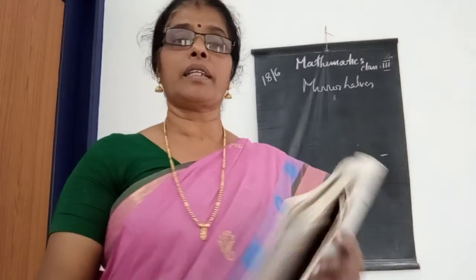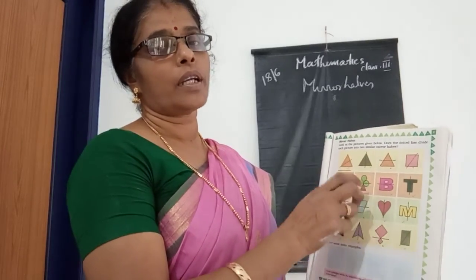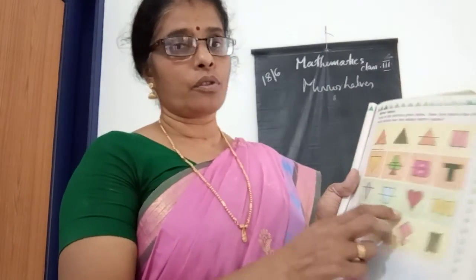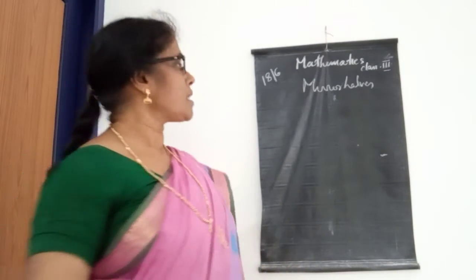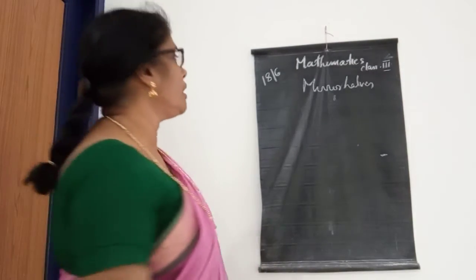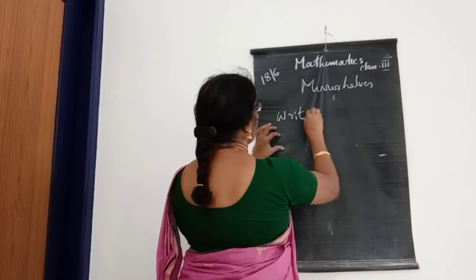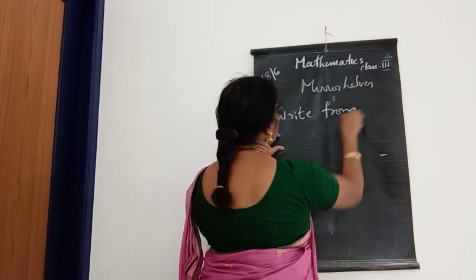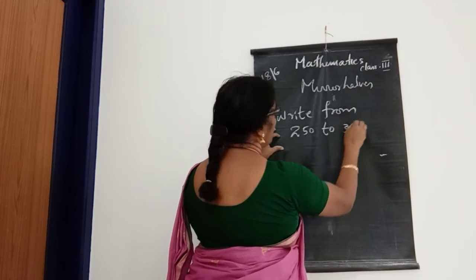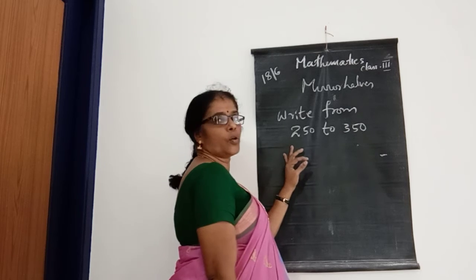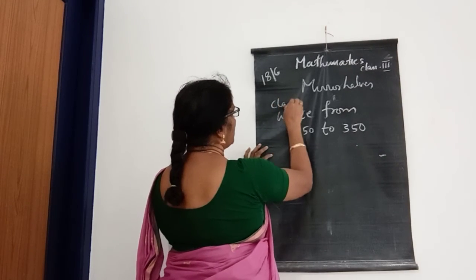Then next, you have to do this as homework, because I have to send that, isn't it? So next, another homework, that is class assignment time. You can write this one, children, write from 250 to 350. That is a homework. And next, that is class assignment time. You can make use of this.